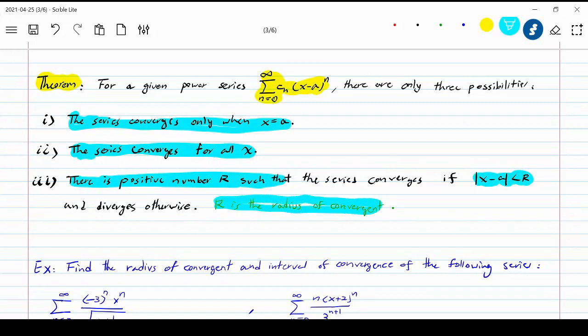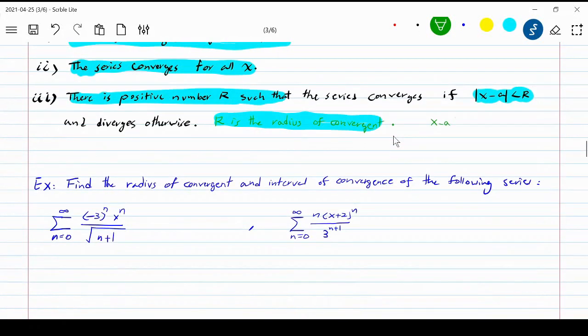As I mentioned, when you write the absolute value of x minus a is less than r, basically you would say x minus a is less than r and greater than negative r. Then you add an a to both sides and you can solve it, and you say x belongs to (a minus r, a plus r). This is what we call the interval of convergence.